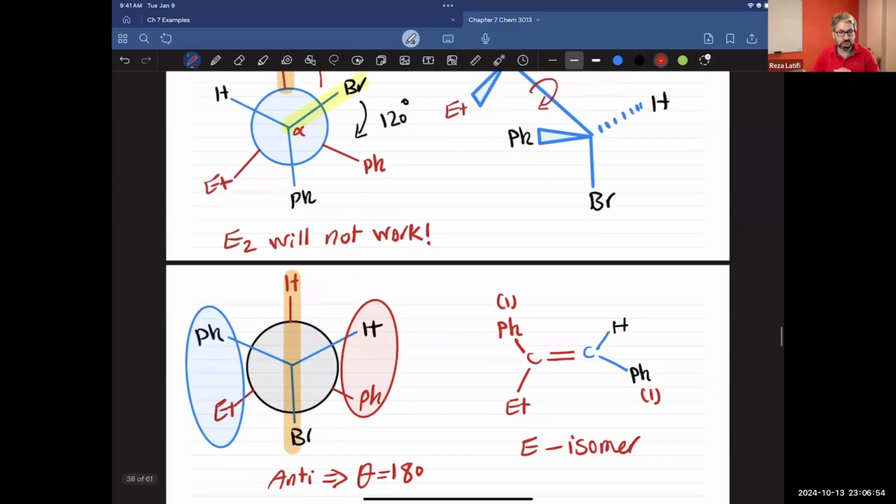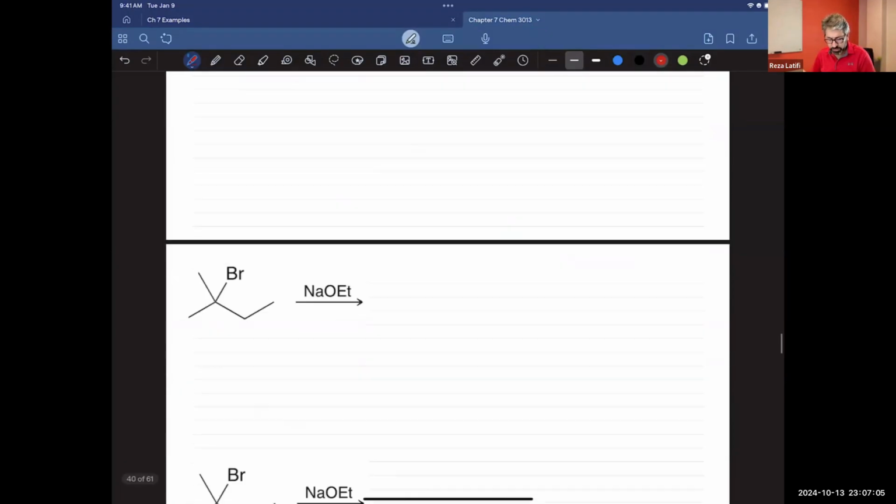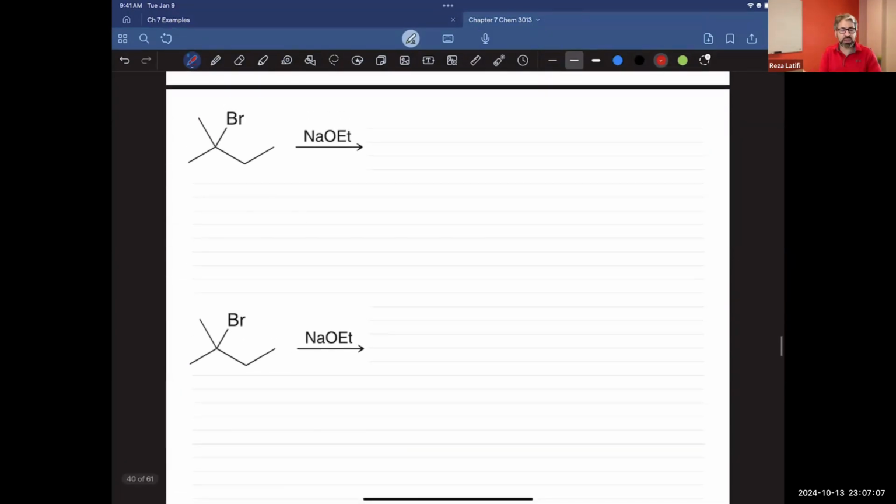So you will rotate the molecule until you get them in anti-position. When they are in anti-position, now you can have an elimination product. Next lecture, I'm going to practice more examples and show you what will happen if we have more than one beta position. But for now, let's stop the lecture here.